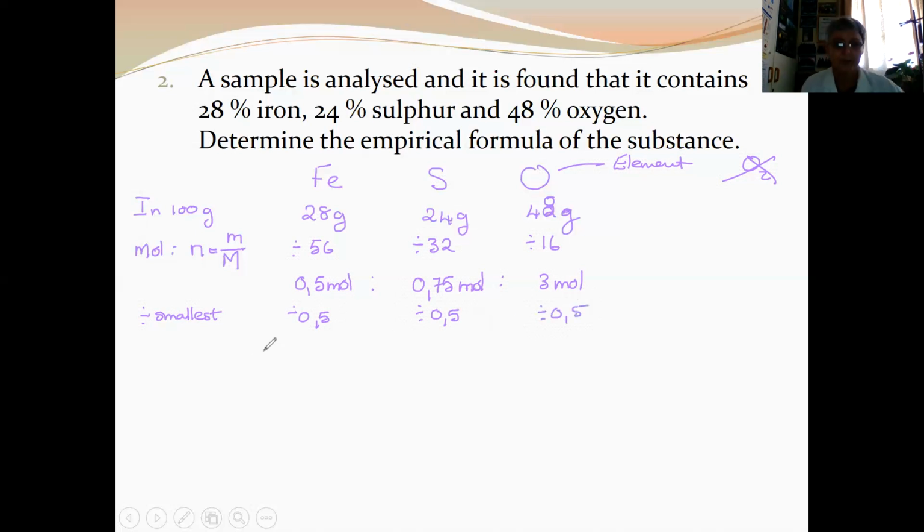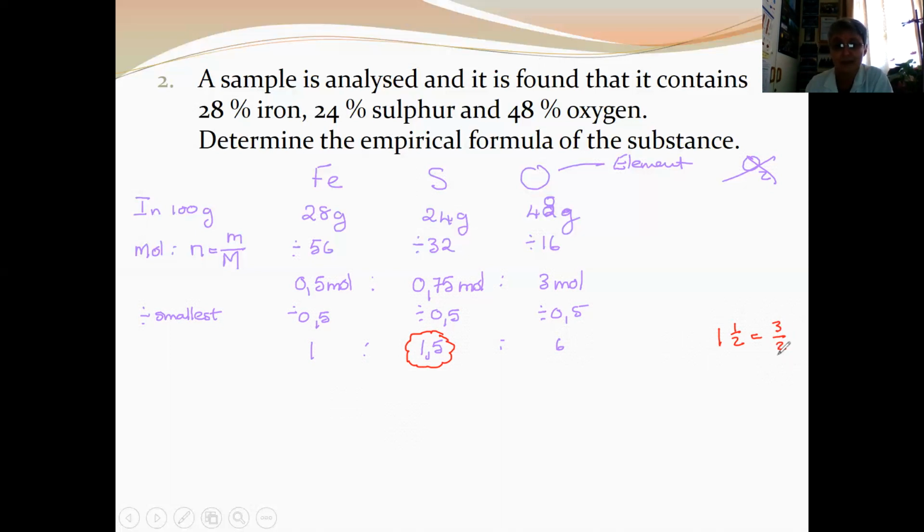And what do we get? We get 1. 0.75 divided by 0.5 is 1.5. And 3 divided by 0.5 is 6. We have a problem here in that this is 1.5. 1.5 is 3/2.